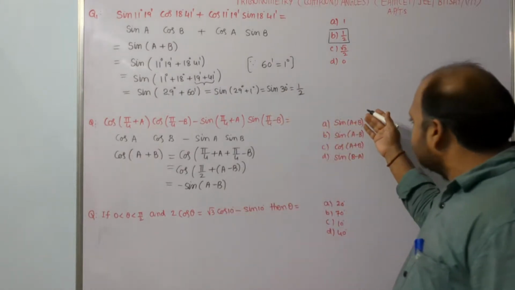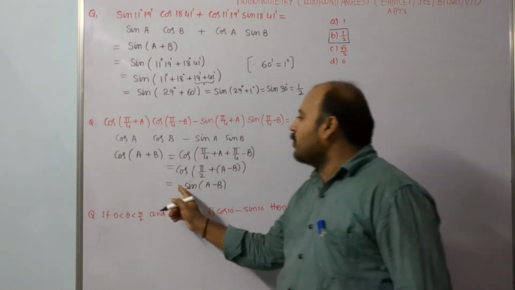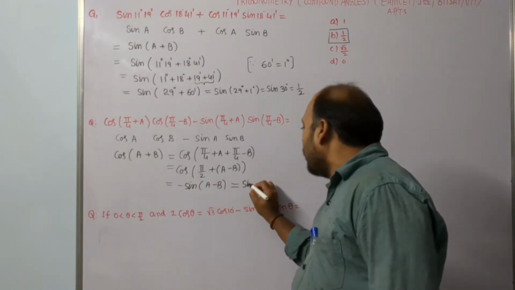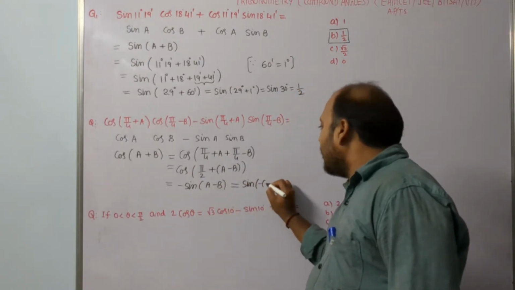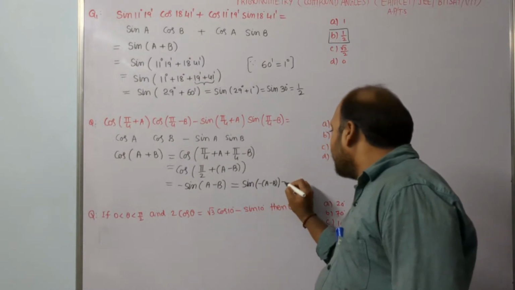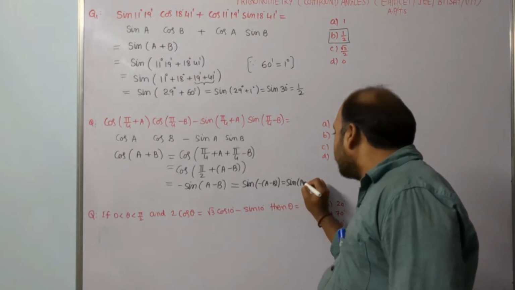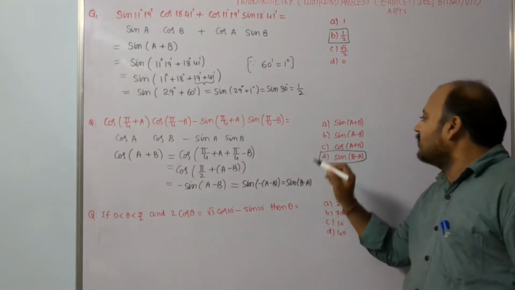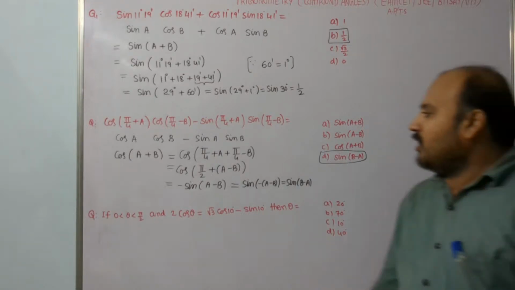Observe the options, it is not available. So if you take the minus inside the bracket, it will be equal to sin of minus a minus b, that is equal to sin of b minus a, dear students. So sin of b minus a is there in the fourth option. Now we will move to another question.